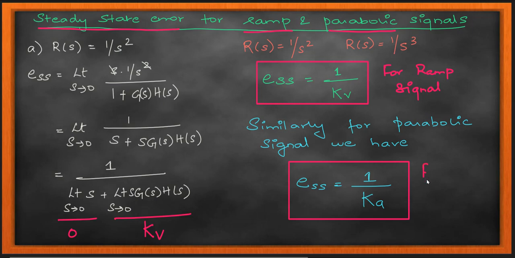Good. So we have done some numericals. This can be considered a numerical: find the steady state error for a ramp signal, find the steady state error when your input is a step signal. That is what we just did. Now let's do some questions. Let's do a numerical now.